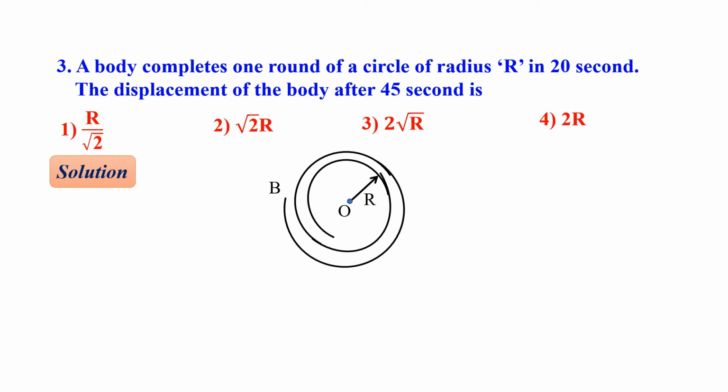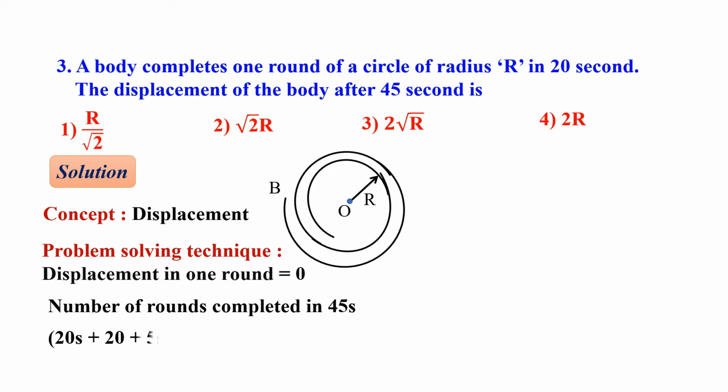This is the circle, one round of a circle. This is the circle of radius r, this is center O. Now we are calculating displacement. Displacement in one round is 0 because the starting point and final point are the same. A person starts from here and again reaches the same point. Whenever the initial and final points are the same, the displacement is 0. So displacement in one complete round is equal to 0.